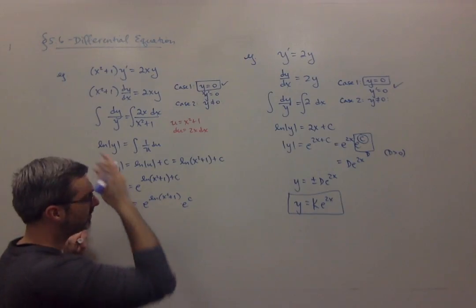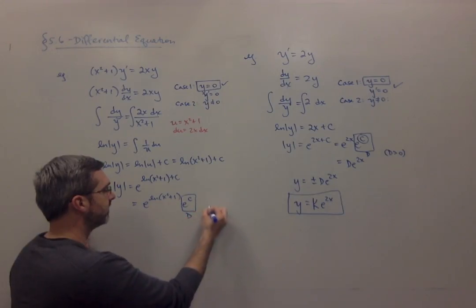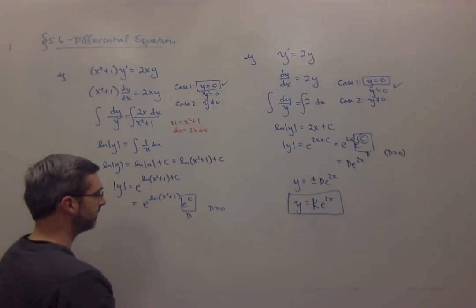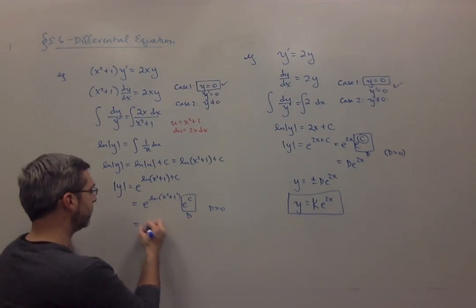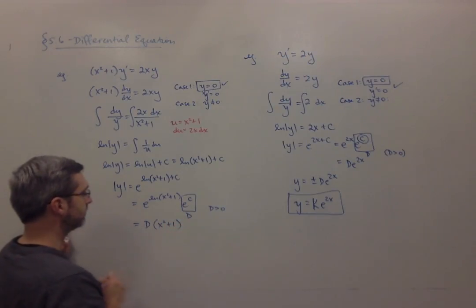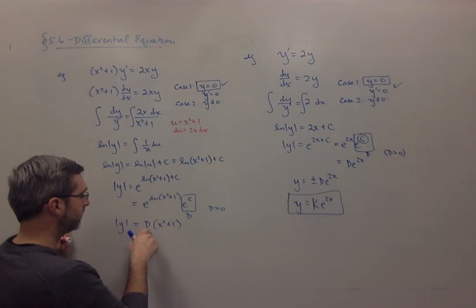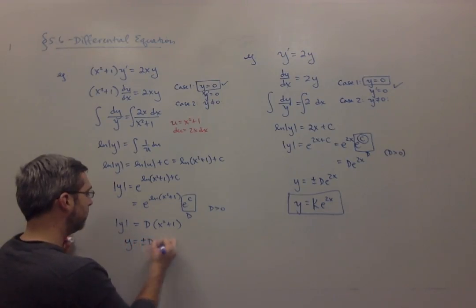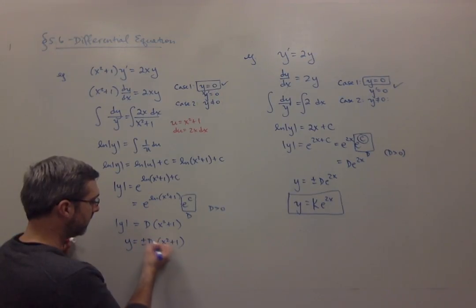Again, c can be any number. If we take e to any number, we get any positive number. So if I replace that with another number that I'll call d, d has to be a positive number. The e and ln cancel each other, and I just get x squared plus 1. So absolute value of y equals some positive number times x squared plus 1, and if I drop the absolute value, y equals any positive or negative number times x squared plus 1.